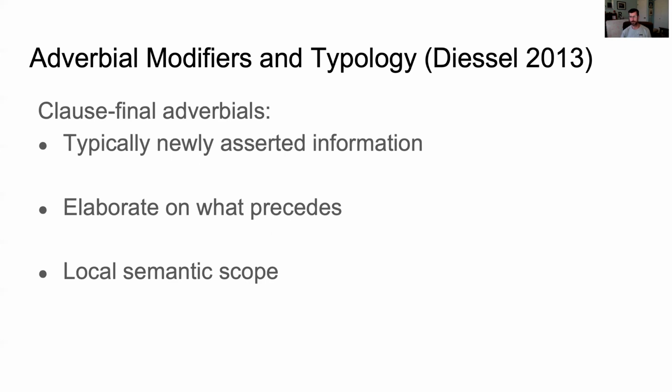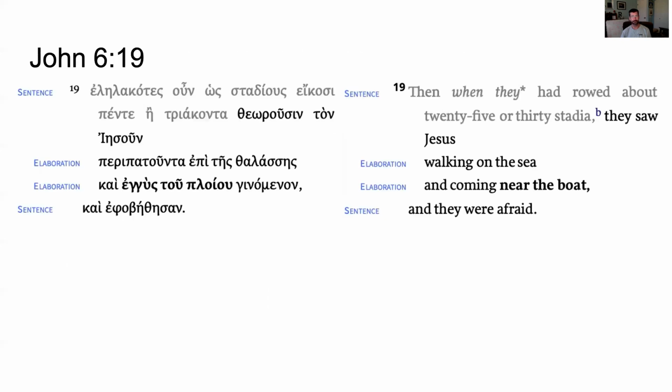And this isn't just in German or English, this is a typological phenomenon. So we see this in John 6:19. So we have a circumstantial frame of reference about having rowed for 25 or 30 stadia. The main action is they see Jesus. So the rowing and seeing Jesus really don't have a tight semantic relationship. They have a tight chronological relationship.